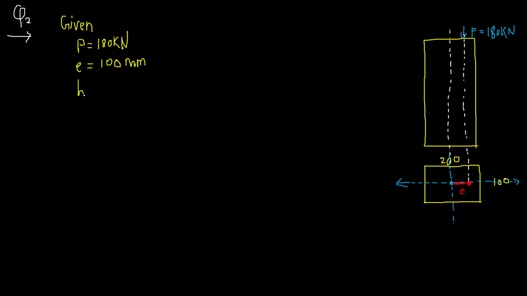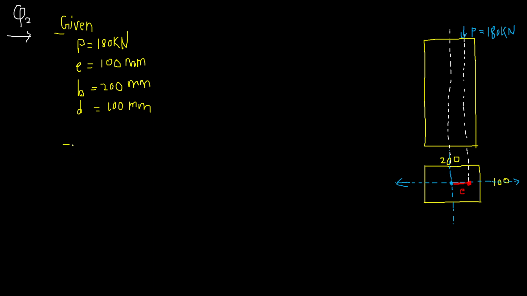Then the dimensions of the rectangle are given, B and D. So B is 200 mm and D is 100 mm. Okay, so these are the given things.